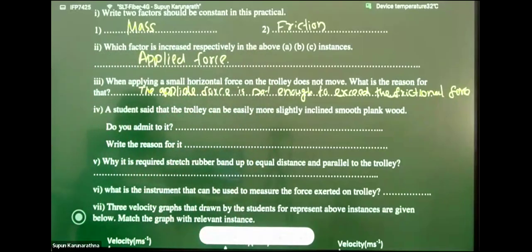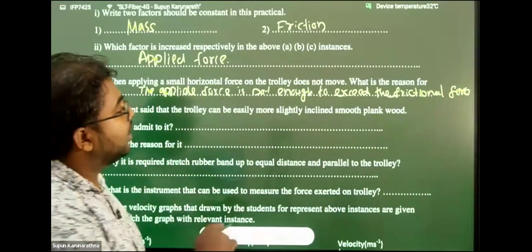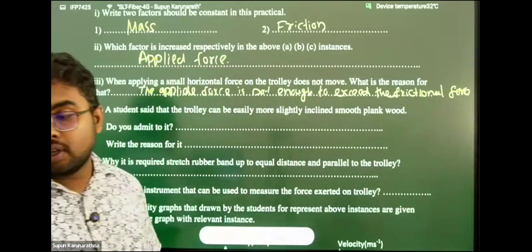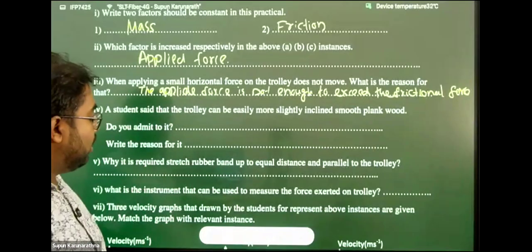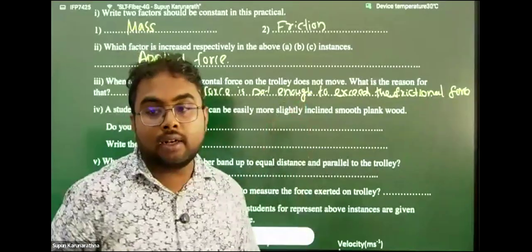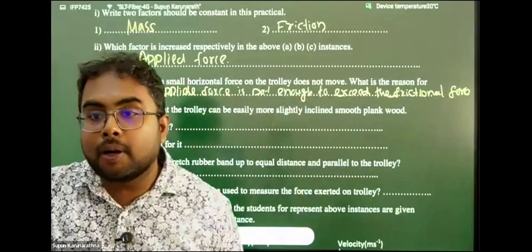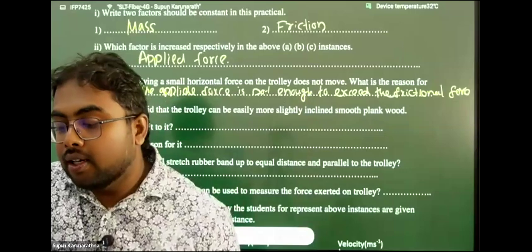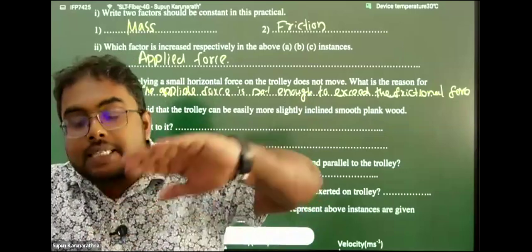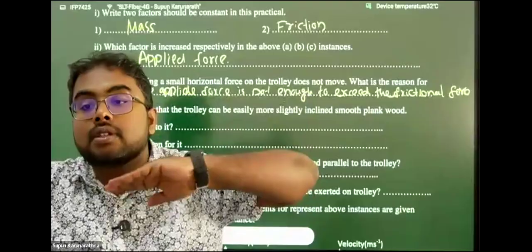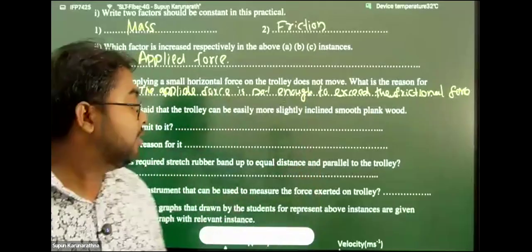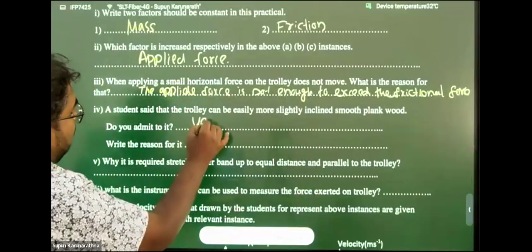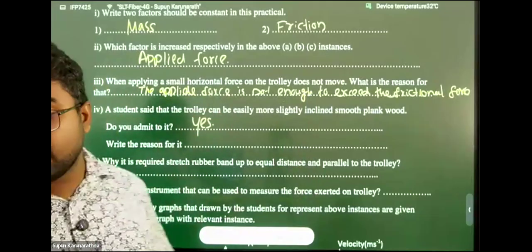The students said that the trolley can be moved more easily on a slightly inclined, smooth wooden plank. Do you admit to it? A student said that the trolley can be moved more easily on a slightly inclined, smooth plank. Yes, what do you think? Do you admit it? Right? When using the inclined plane, in grade 9 we have learned about simple machines, right? Yes, we can do the work easily using the inclined plane. So therefore, do you admit it? Yes. Write the reason for it.